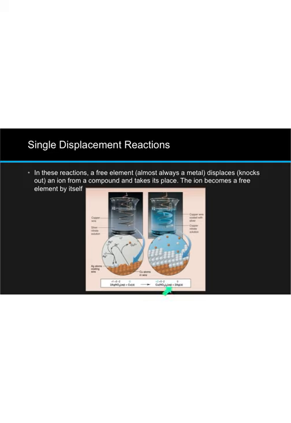Silver goes from +1 down to 0, suggesting that it has gained electrons. Copper has gone from 0 up to +2. It's gotten more positive, suggesting that it has lost electrons. At this point, let's write that down and make sure that we can reconcile it ourselves.